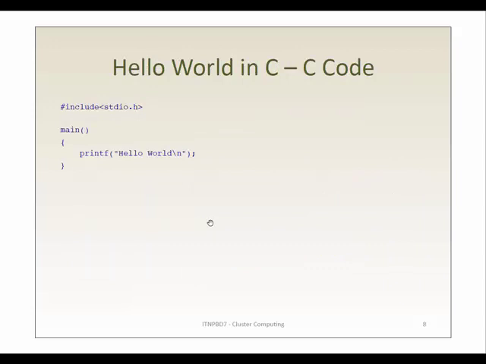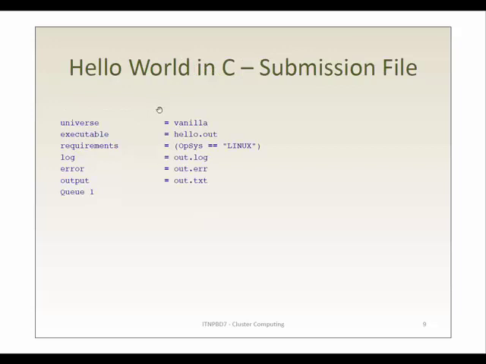Now, I showed you Hello World in Java. So this is Hello World in C. This is what you have to do to change the submission file. The universe now becomes vanilla. The executable is called hello.out because the C compiler by default calls things .out rather than .exe or .bin or whatever. But you can rename it whatever you like as long as that's your executable. This is saying make sure this job runs on Linux. And this is particularly important for a job like this.